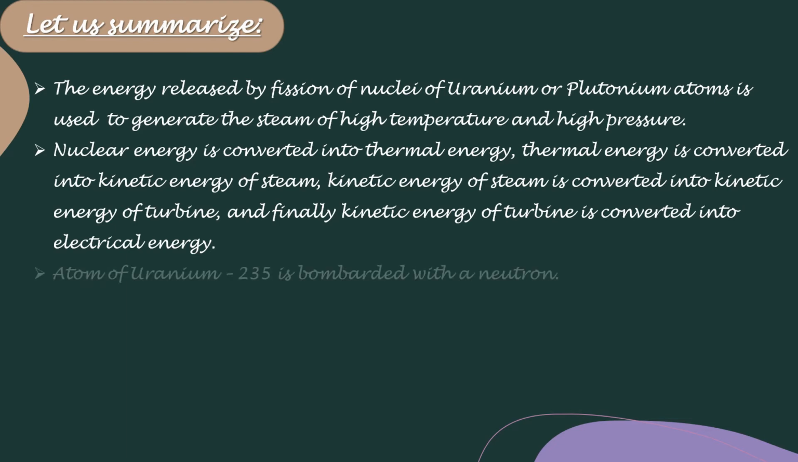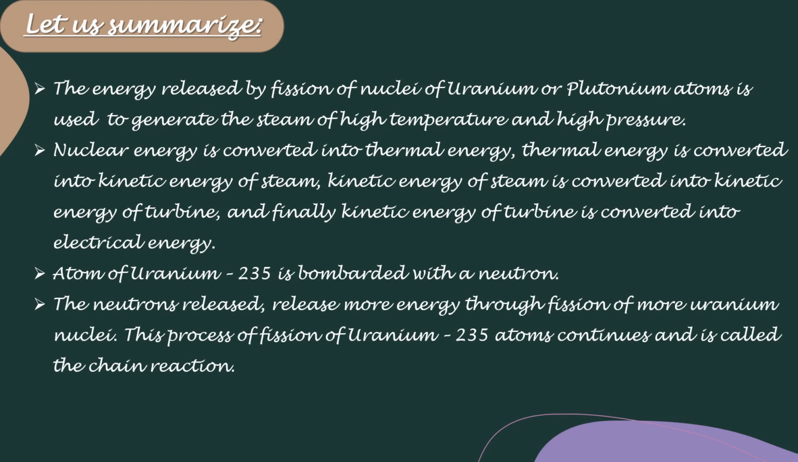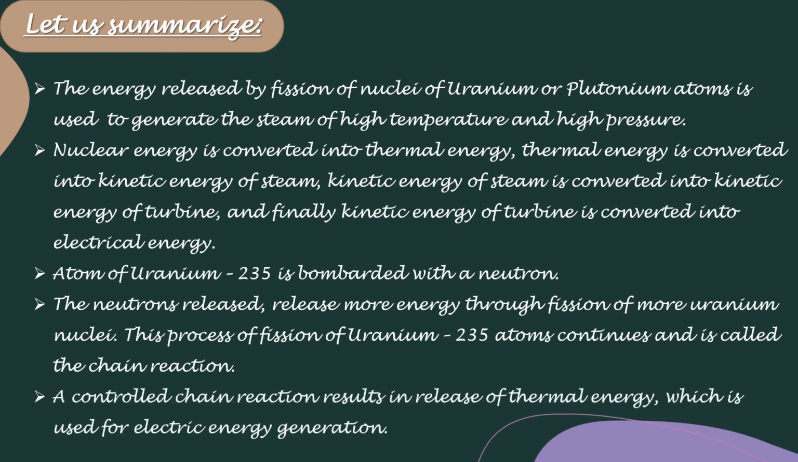Then atom of uranium-235 is bombarded with a neutron. The neutrons release more energy through fission of more uranium nuclei. And this process of fission of uranium-235 atoms continues and is called the chain reaction. A controlled chain reaction results in release of thermal energy, which is used for electric energy generation.